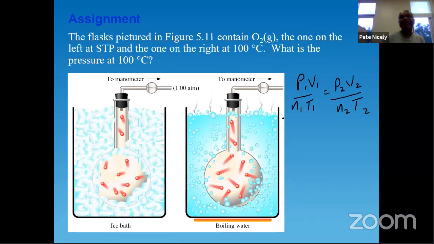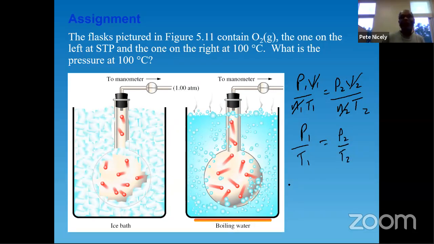T2, okay. Now the first thing I'm going to do is cancel out N1 and N2. Why? Because they're the same. It's the same amount of gas in both flasks, right? That doesn't change, right? So we're left with P1 V1 over T1 is equal to P2 V2 over T2, right? Now, the next thing I'm going to cancel out is V1 and V2. Why? Because it's the same flask, same volume. So therefore V1 is equal to V2. So therefore we are left with P1 over T1 is equal to P2 over T2.